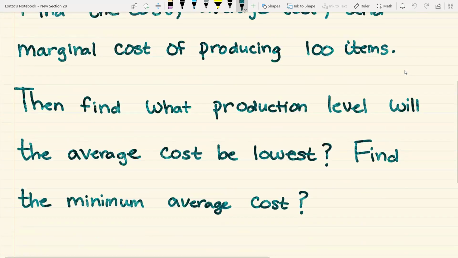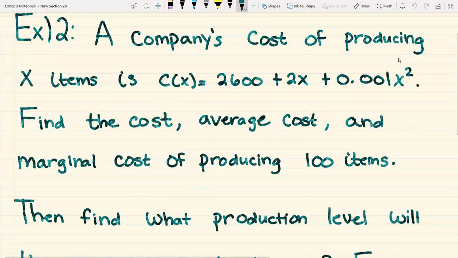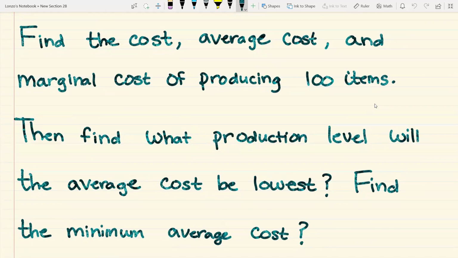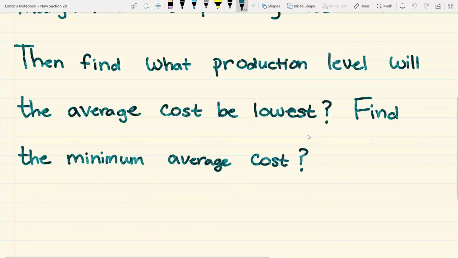So there's a lot going on. We need to find the cost, the average cost, and the marginal cost of 100 items. That's part A. And then it says, find the production level at which the average cost will be the lowest, meaning we need to find a minimum, right? And how do we find a minimum? By taking the first derivative and setting it to 0. And then we find the minimum. So let's do the first part.